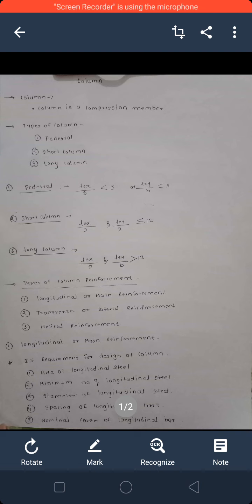First, pedestal. If the length of column is less than 3 times its least lateral dimension, that is LEX by D should be less than 3, or LEY by B should be less than 3, then it is called a pedestal.